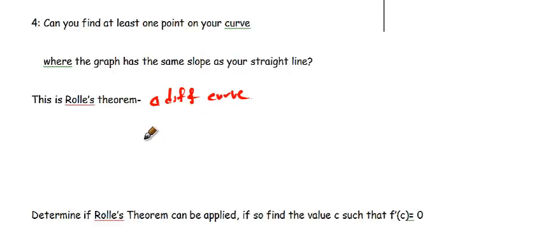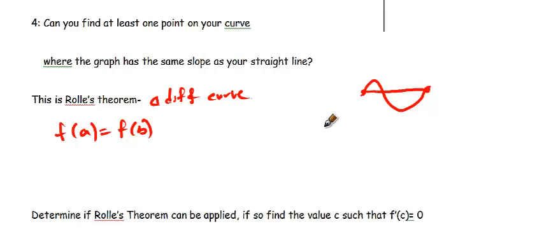Again, so no corners, no point of discontinuity, a nice smooth curve. And the other part about Rolle's theorem is f of a equals f of b. So you've got some curve, but the two points at the end are the same. The curve does all sorts of crazy stuff in between them. What is the overall slope if the two y values are exactly the same?